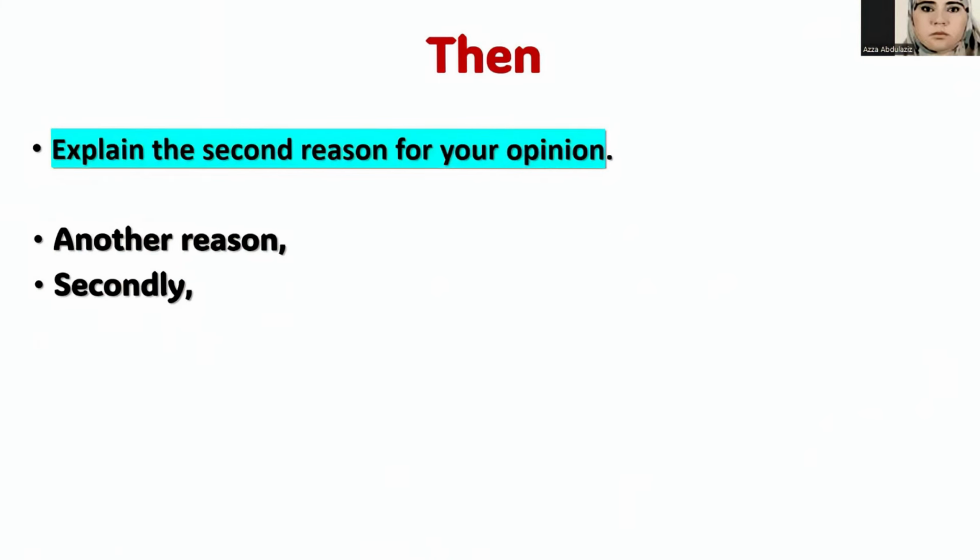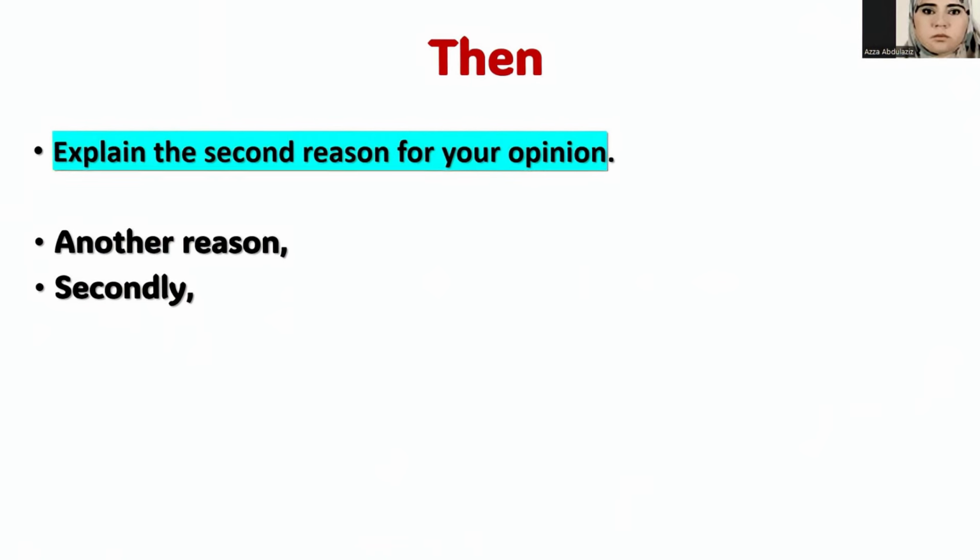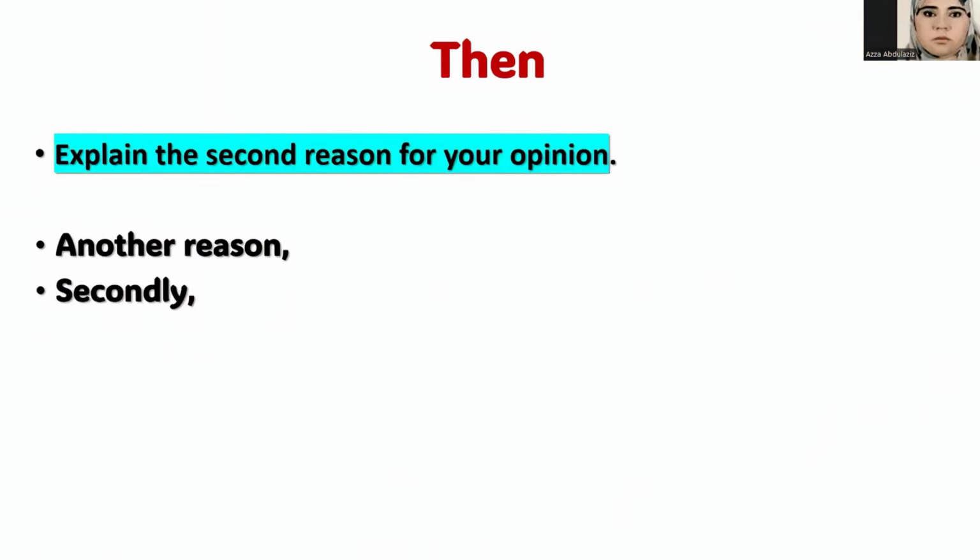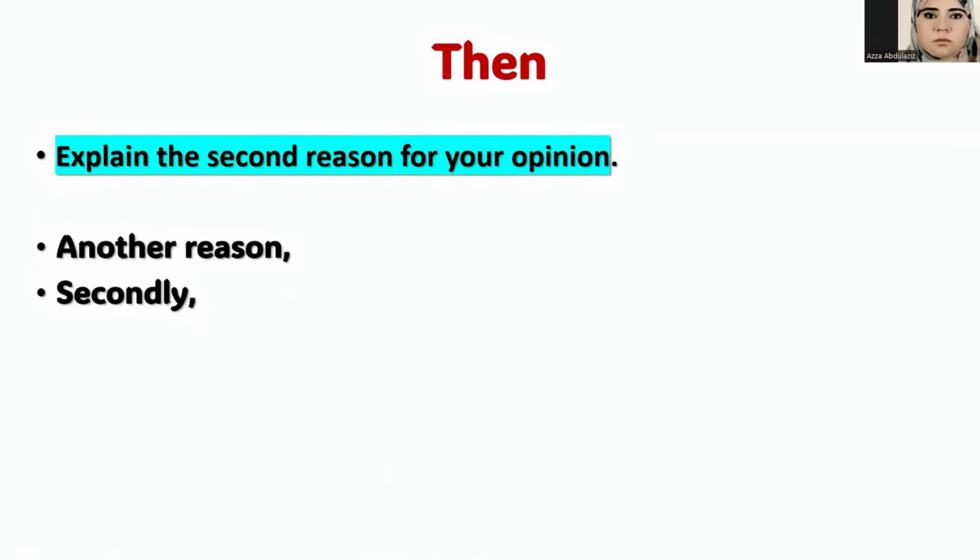Then explain the second reason for your opinion, which is the same viewpoint, okay? And introduce it with one of the following phrases as well, right? Like another reason or secondly. By the way, try to use facts to explain why you hold your opinion. It's not enough to just say what you think, okay?